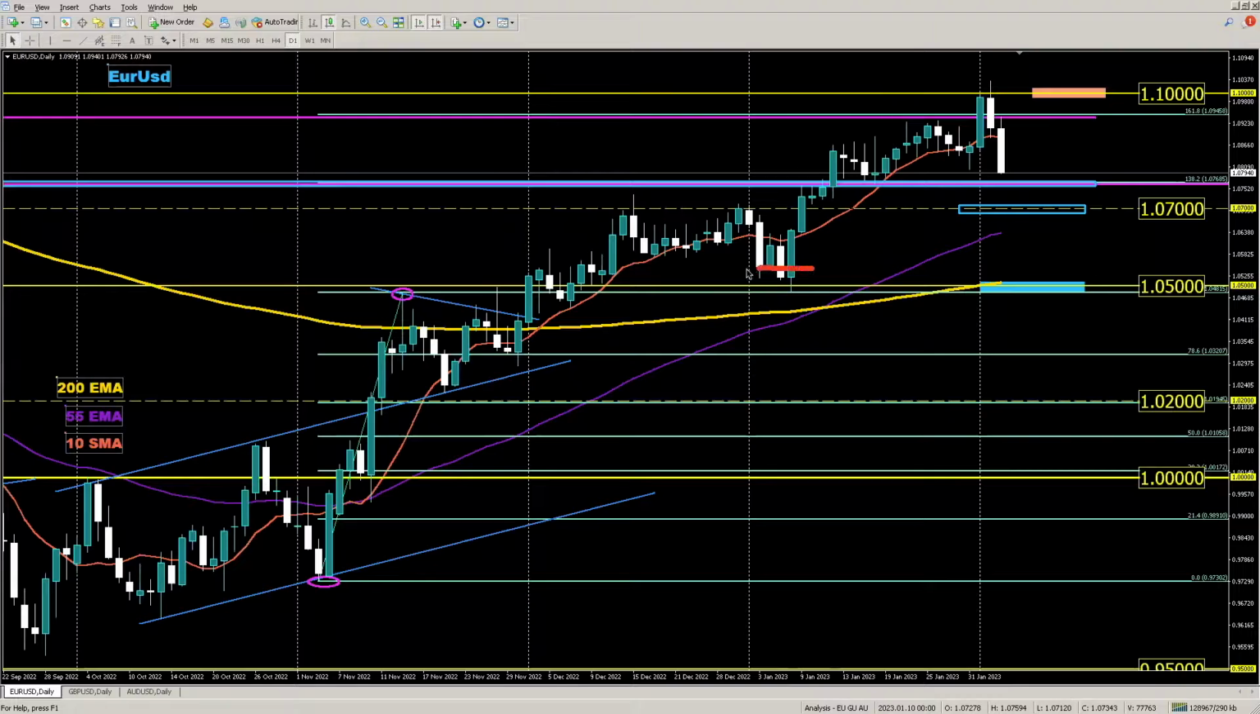And this was where the recent run started from, after hitting the swing high here, and it bounced all the way through to the 110. So let's see if the 107 can hold, and perhaps maybe slightly lower down to the daily 55 EMA. But if it does break through the 55 EMA, then it could very well target the next key support zone.